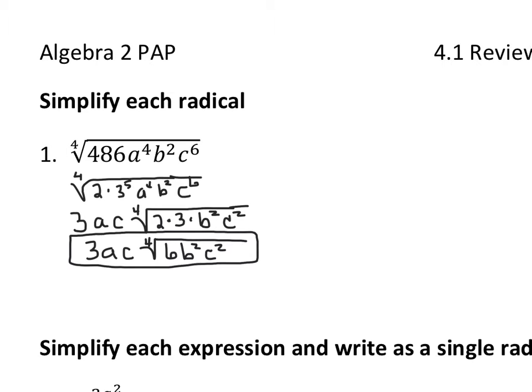And then c to the 6th power, well, I can take out one c here because 6 divided by 4 is 1. So I take out one c, and I have 2 c's remaining, and I leave those under the radical. So my final answer is going to be 3ac, and here I'm going to multiply this 2 times this 3, and that gives me 6. And then I have my b squared and my c squared. That's it, and this is simplified.